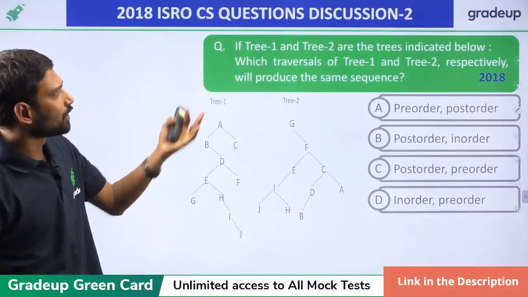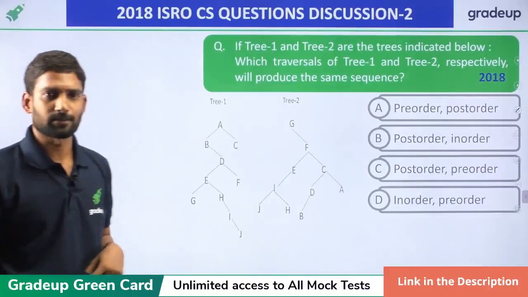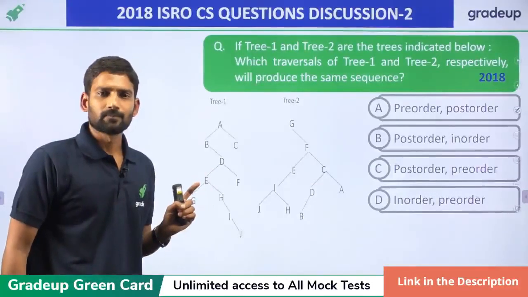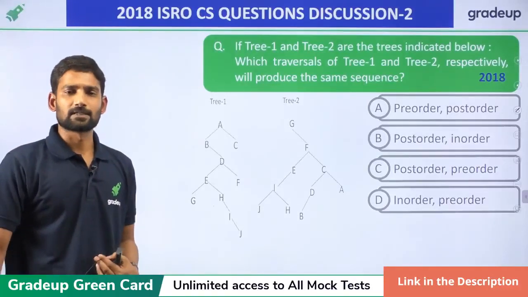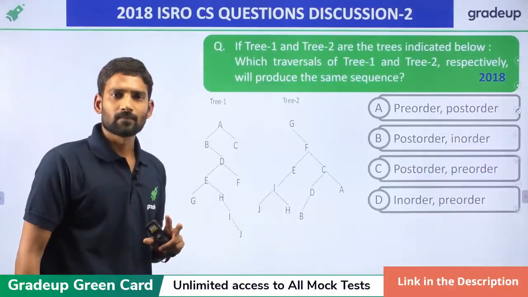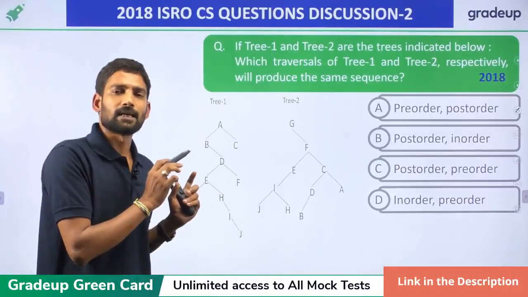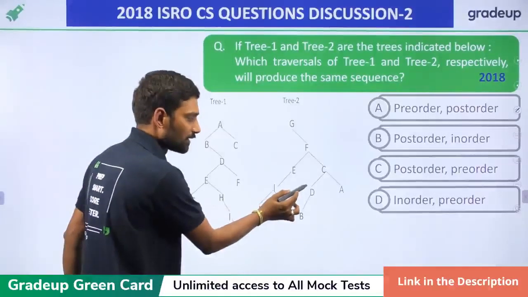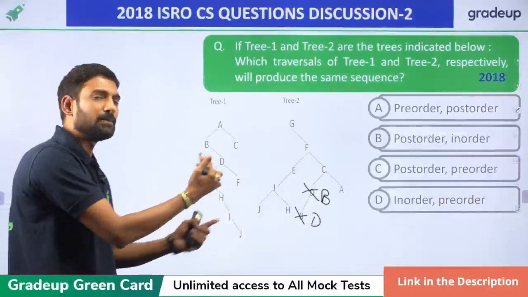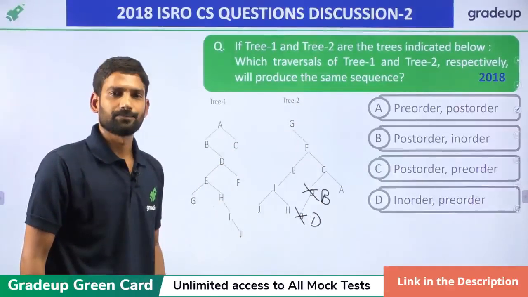Next, if tree 1 and tree 2 are the trees indicated below, which traversals of tree 1 and tree 2 respectively will produce the same sequence? Before we get into the question, guys, there is an error in the question, which is certified by ISRO also. That's why ISRO has not considered this question for evaluation. In the answer key, this is excluded. As we want to solve this, let us understand what that mistake in this question is. Here instead of D, it should be B. Here instead of B, it should be D. Those D and B should be exchanged. Then this question is correct for the given options.